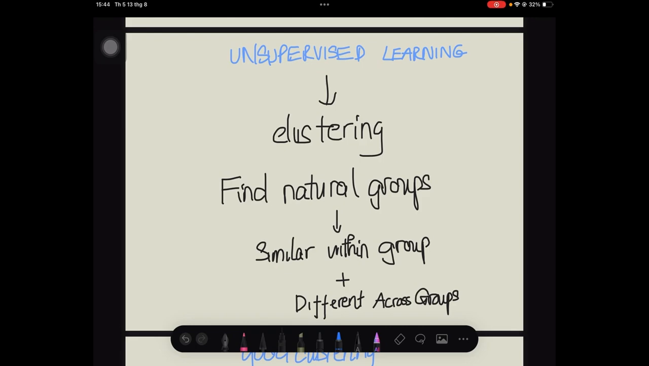Think about a classroom. If you group students based on their height, you would want students within each group to have similar height, but you also want the groups themselves to be meaningfully different. That's the basic intuition behind clustering.